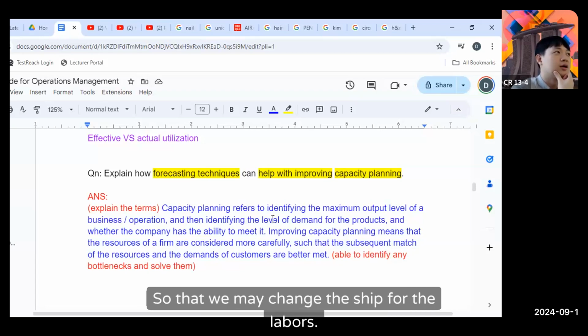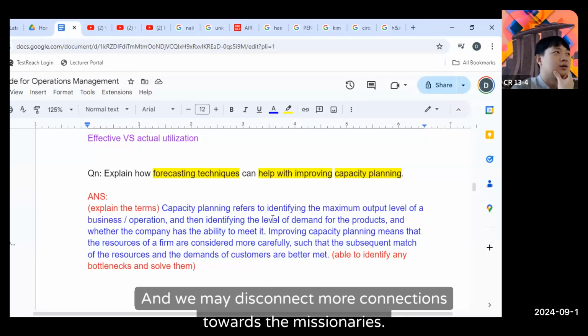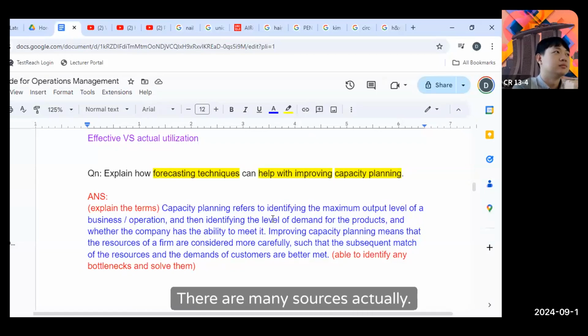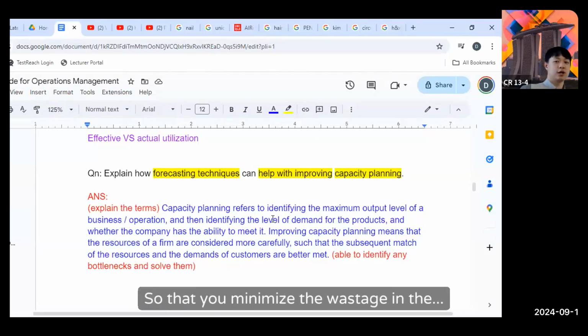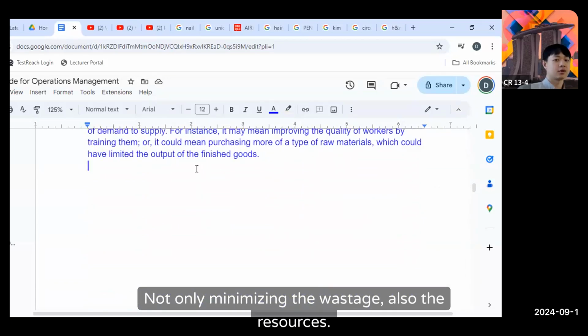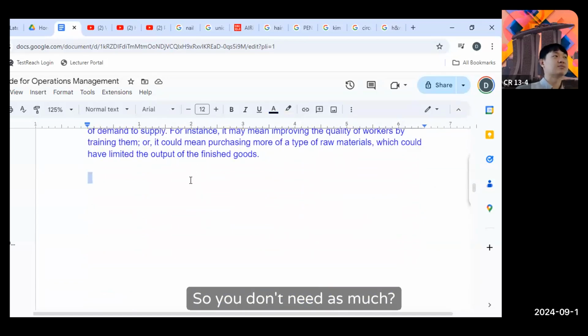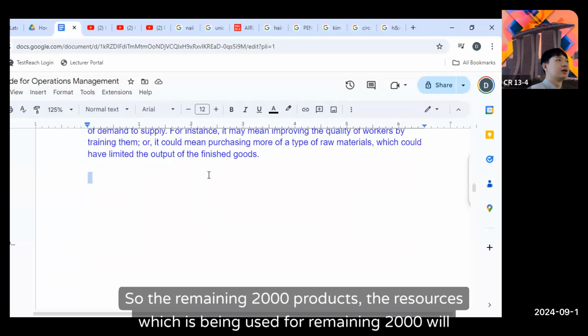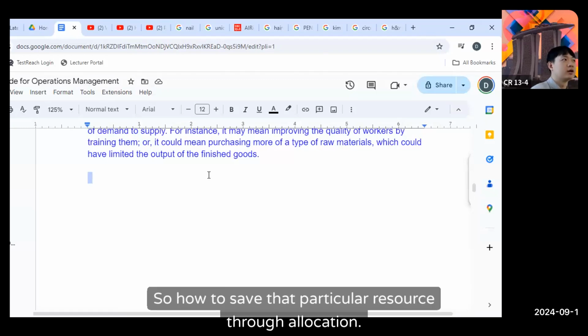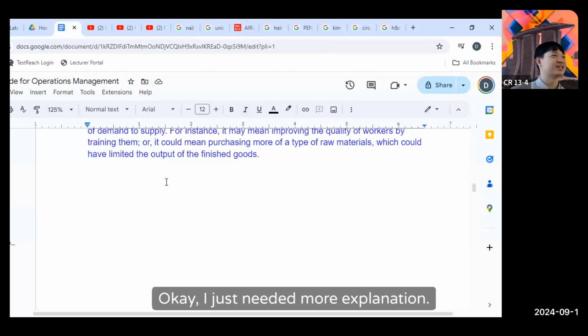We may change the shift for the laborers and we may disconnect more connections to the machinery. There are many sources in that particular scenario, so that you minimize the wastage, and not only the wastage but also the resources, so you don't need as much. The resources being used for the remaining 2,000 products will remain idle, so how do we save that particular resource? Through allocation.